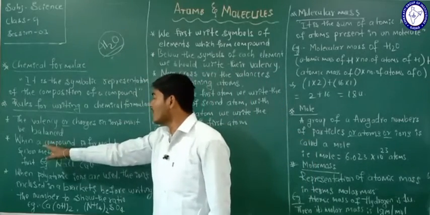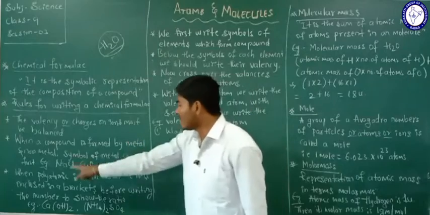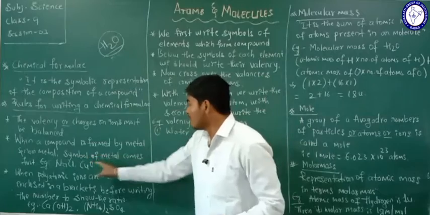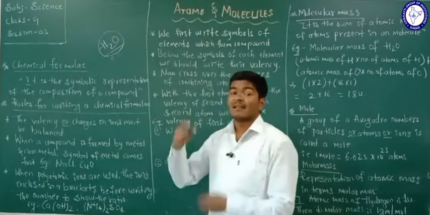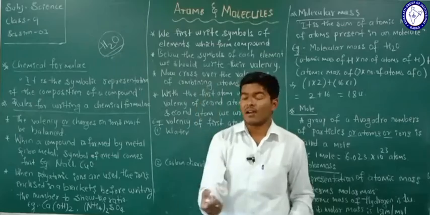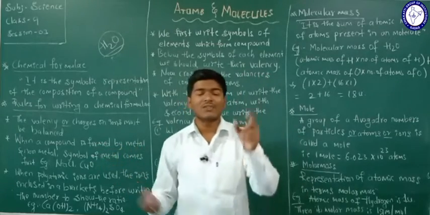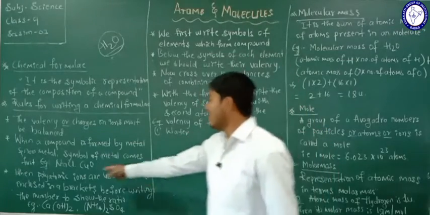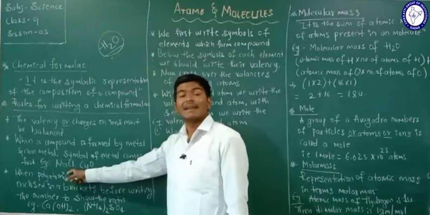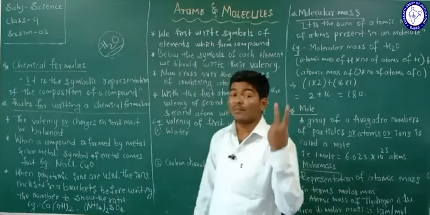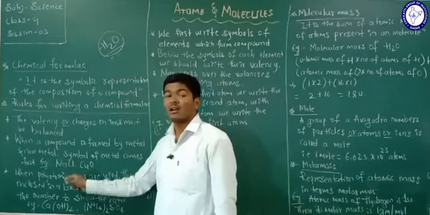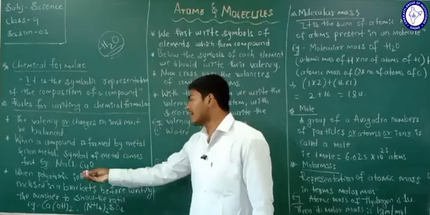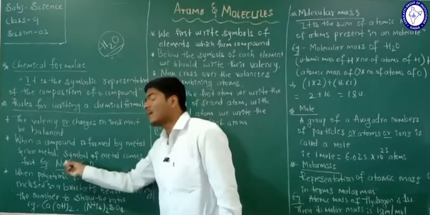And the second rule: when a compound is formed by a metal and a non-metal, the symbol of the metal comes first and then the symbol of the non-metal comes afterwards. So what is the second rule here? I am considering here NaCl, sodium chloride, a compound made up of two elements, one a metal and one a non-metal. So when we are going to write the chemical formula of sodium chloride, we must write the symbol of the metal first.